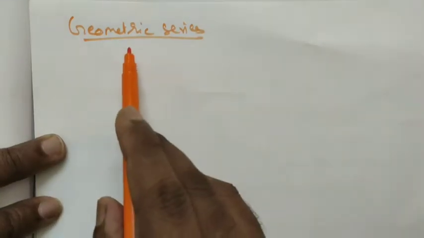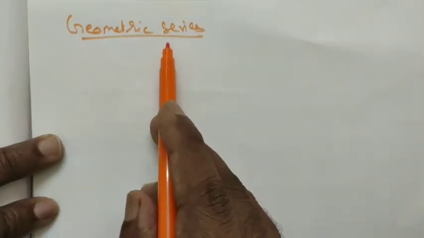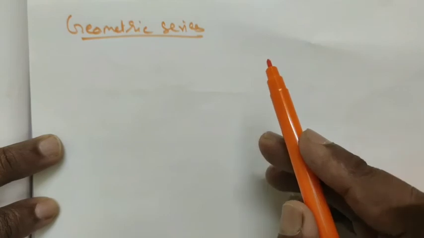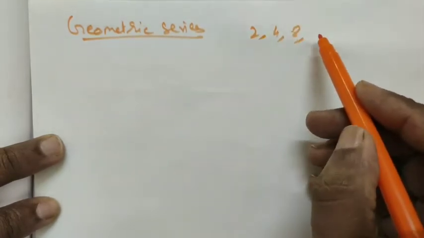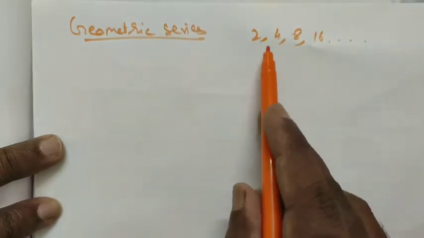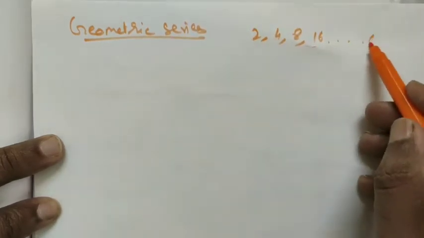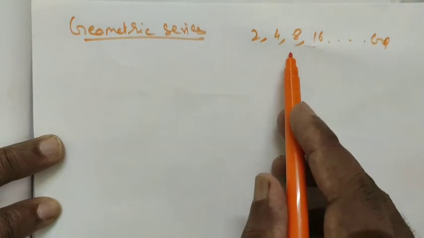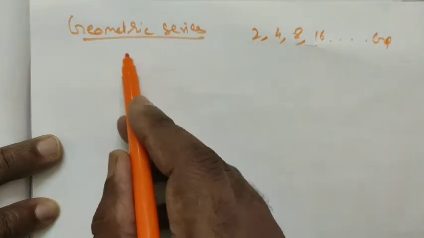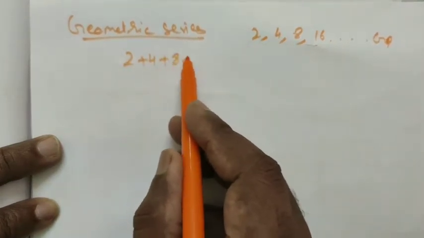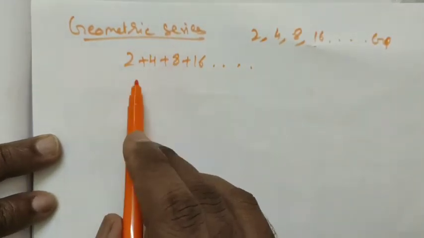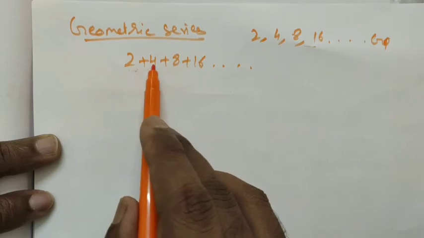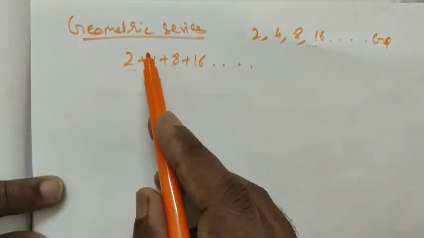See, next is geometric series, right? A geometric sequence means we use commas to mention the numbers, that is 2, 4, 8, 16 like this, right? That is called a GP. If you write the same GP as a series, putting a plus symbol between the numbers, that is called a geometric series. In a geometric series, adding each and every term of the GP is called a series.